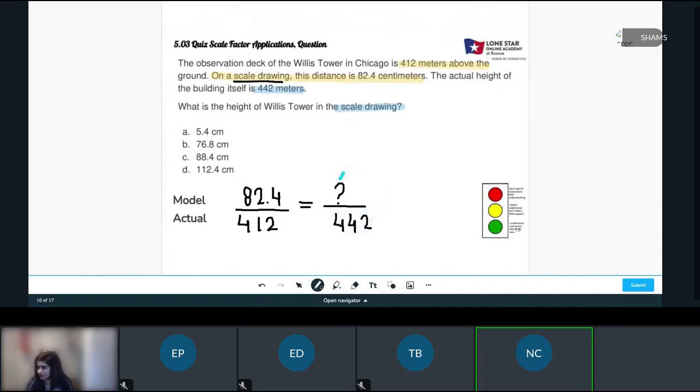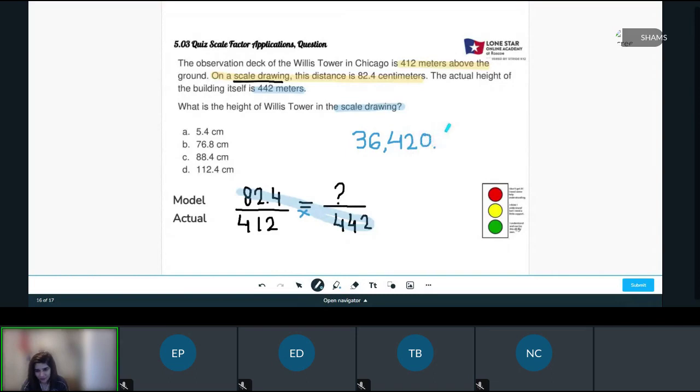Let's see. I think Nina multiplied the two. Nina, you multiplied 82.4 times 442. Yes. Let's put a multiplication symbol. How much did you get? Everybody, try to multiply so we can verify the answer. Go ahead. 36,420.8. Very good. That's what I also got, 36,420.8.